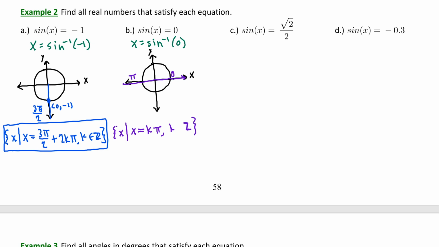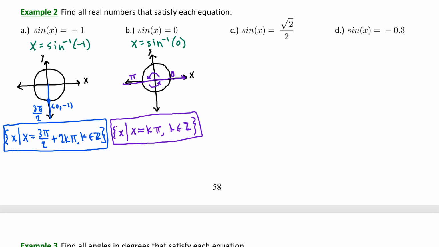So if k is 0, then x equals 0 is our first solution. As k is 1, x equals pi is our second solution. And then we would obtain 2 pi, 3 pi, 4 pi, and we're just rotating back and forth between these two terminal sides. So those are the solutions to that basic trig equation.